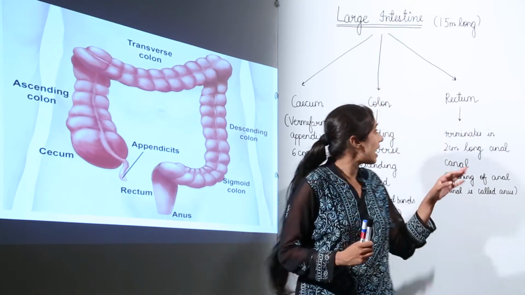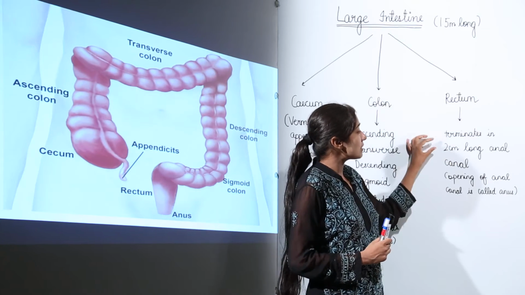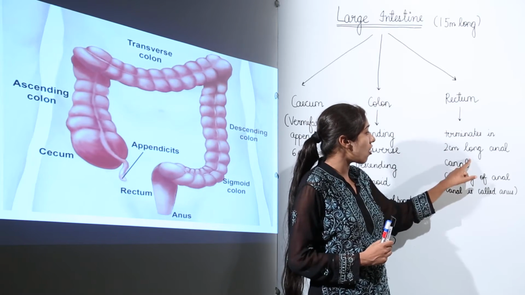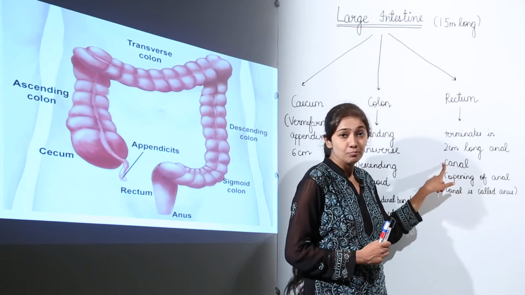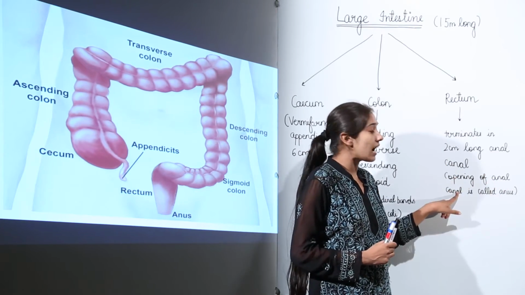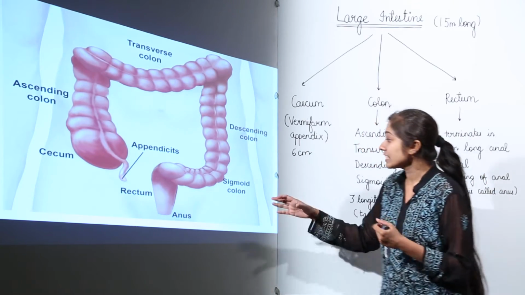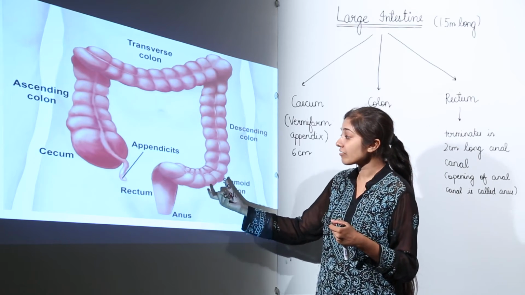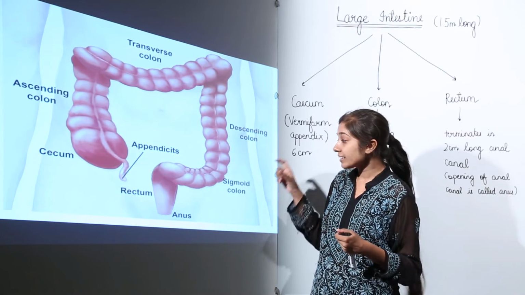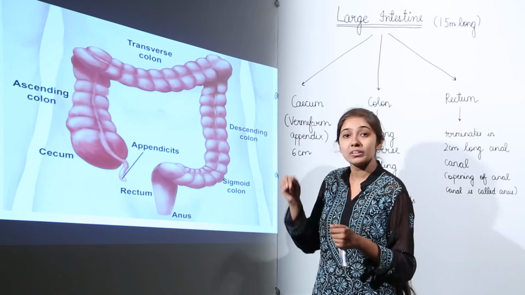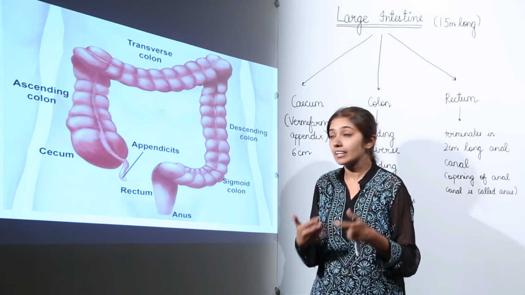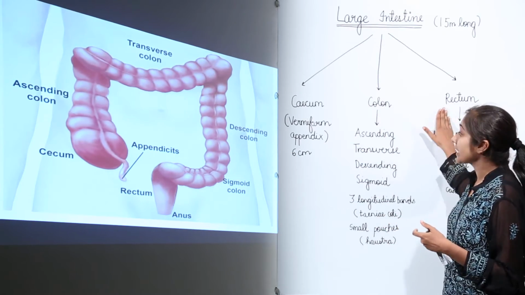After this we have the rectum part. The rectum terminates in a 2 centimeter long anal canal, and the opening of this anal canal is called the anus. So as you can see, the sigmoid colon is there. After that we have the rectum part, and this rectum is going to open into the anus through the anal canal. So this was about the rectum.